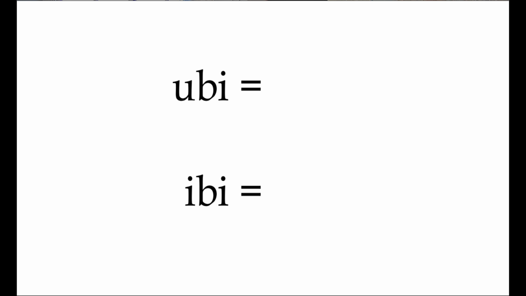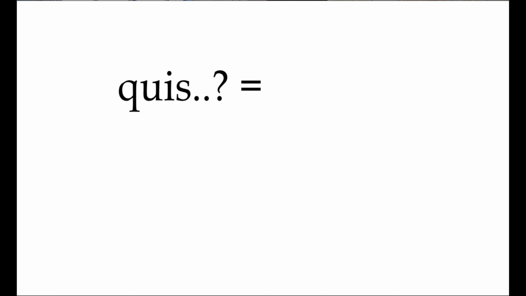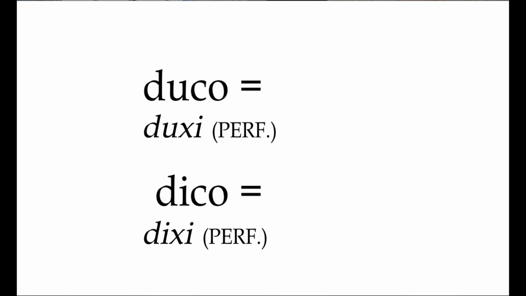Here's an old favourite for you, tandem and tamen. Ubi, ibi. Quis and quid. These are both question words. What do they mean? Duco and dico. Both of them have past tenses that look quite similar. The perfect tense is duxi and dixi. What's the difference?